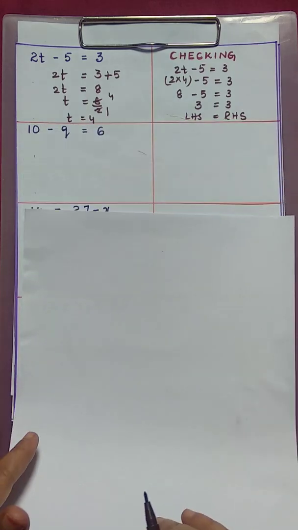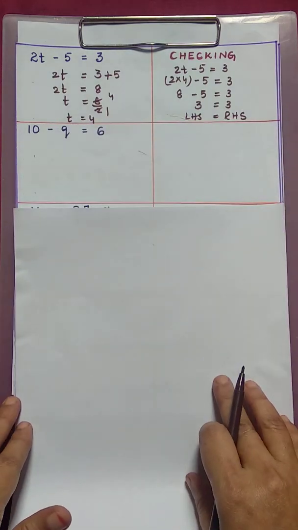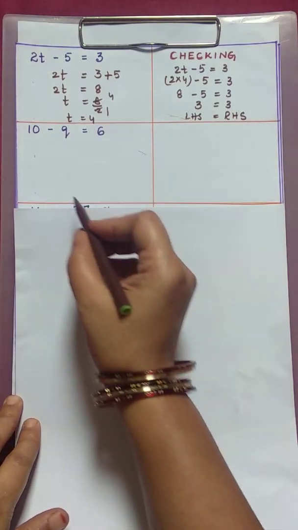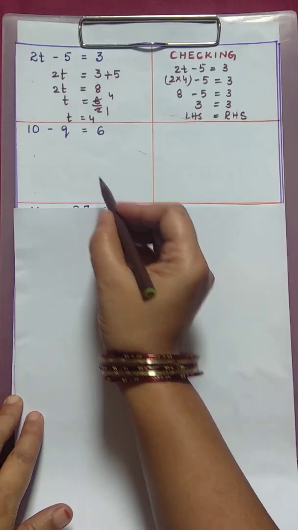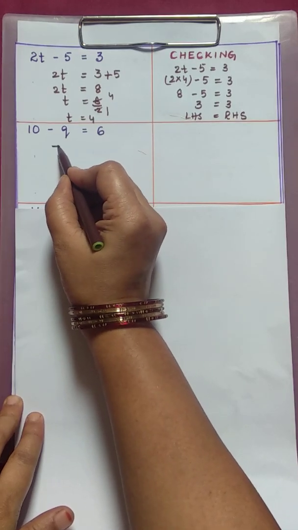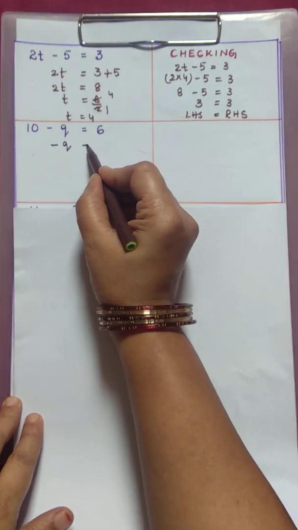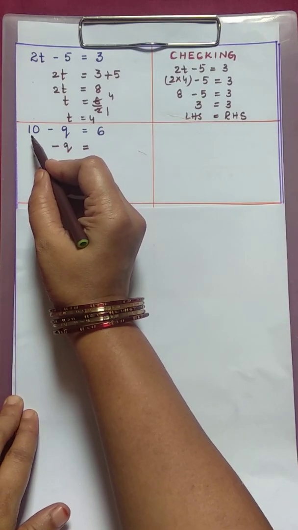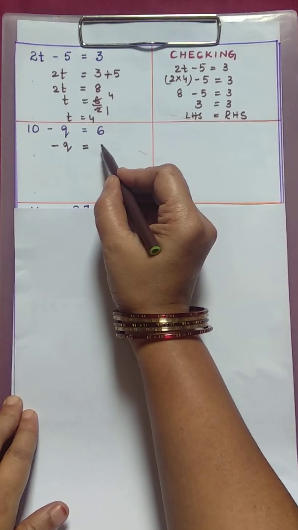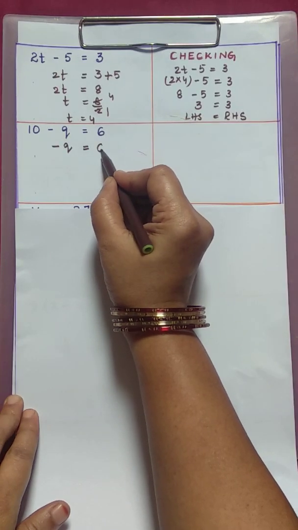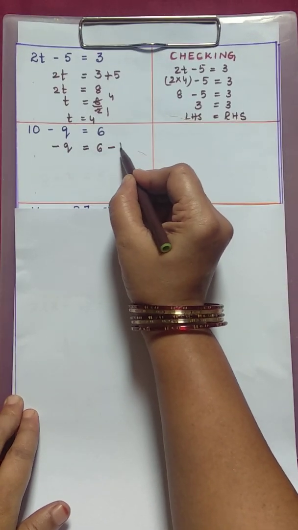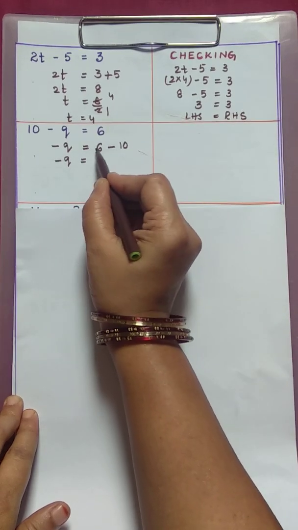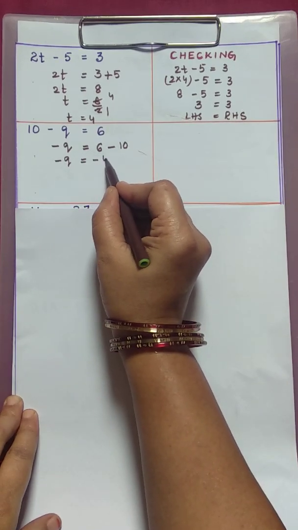Now let us move to the next sum. 10 minus q is equal to 6. So always we have to leave the variable on the left hand side. This is minus q. So leave minus q on the left hand side. So left side we have plus 10. When we transpose plus 10 to the right side, it becomes minus 10. So right side already we have 6 here. So plus 10 becomes minus 10. So minus q is equal to 6 minus 10, minus 4.